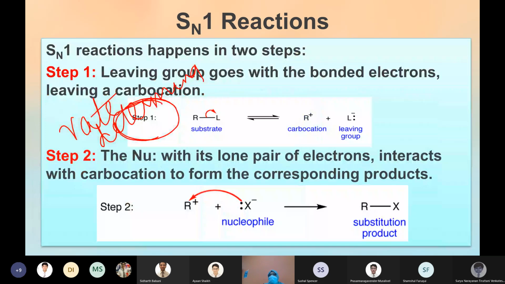Is that clear? If not, please ask, because it's very, very important in this chapter. SN1 and SN2 are very important and short questions will be asked related to this concept.